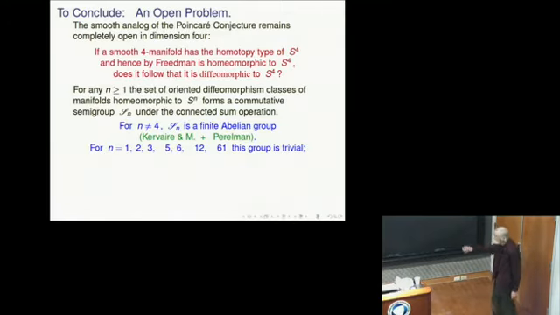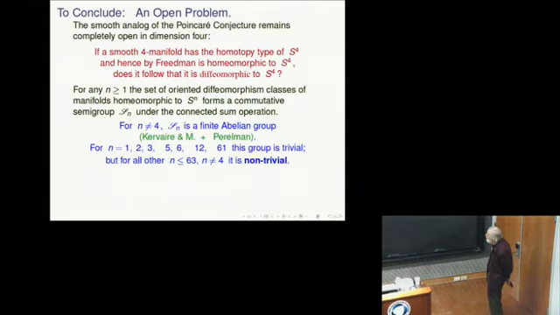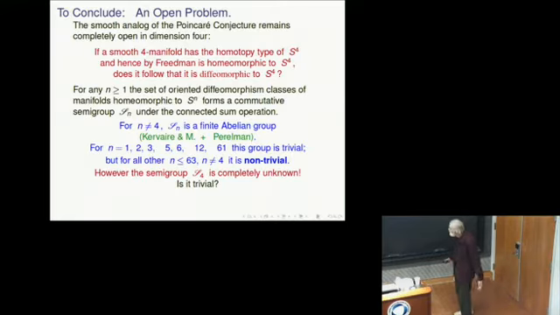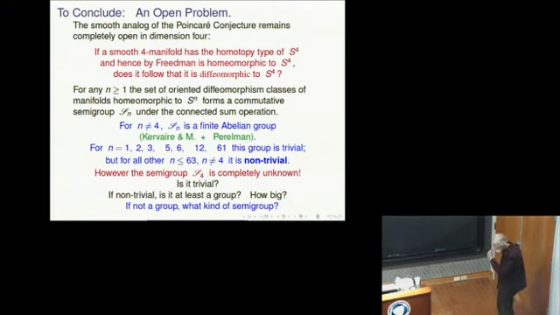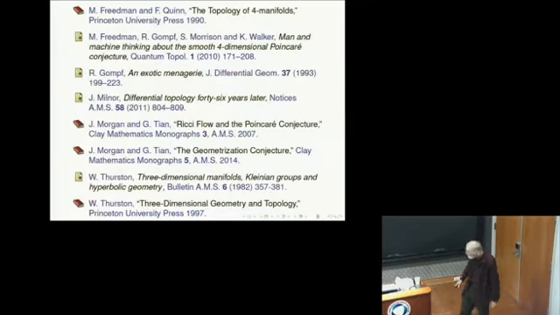So these are dimensions for which the smooth Poincaré hypothesis is known to be true, but it's usually not true. And for dimension 4, it's completely unknown. Is it a trivial semigroup? Is the smooth Poincaré conjecture true in dimension 4? If it's not trivial, is it at least a group? If it is, how big a group? If it's not a group, what kind of semigroup is it? All of this is completely unknown, and I'll end there.